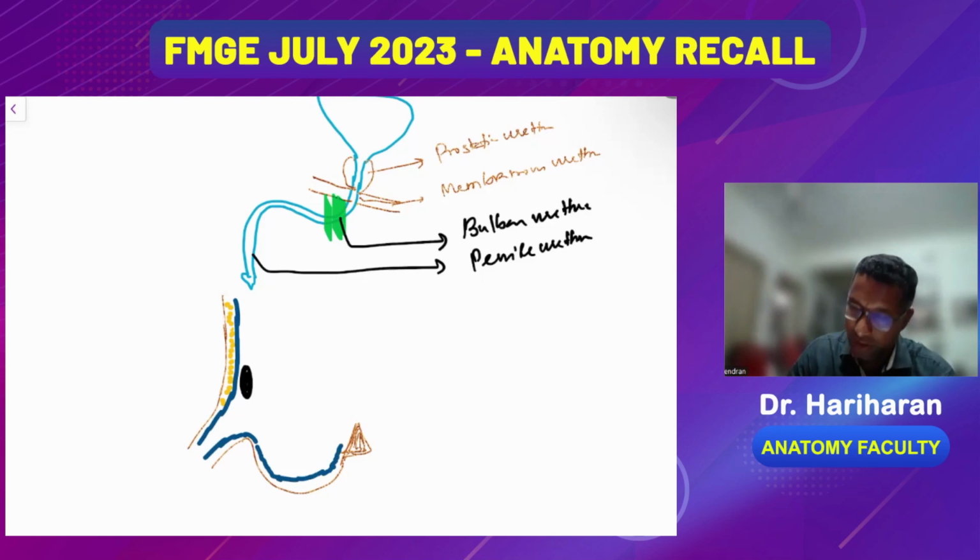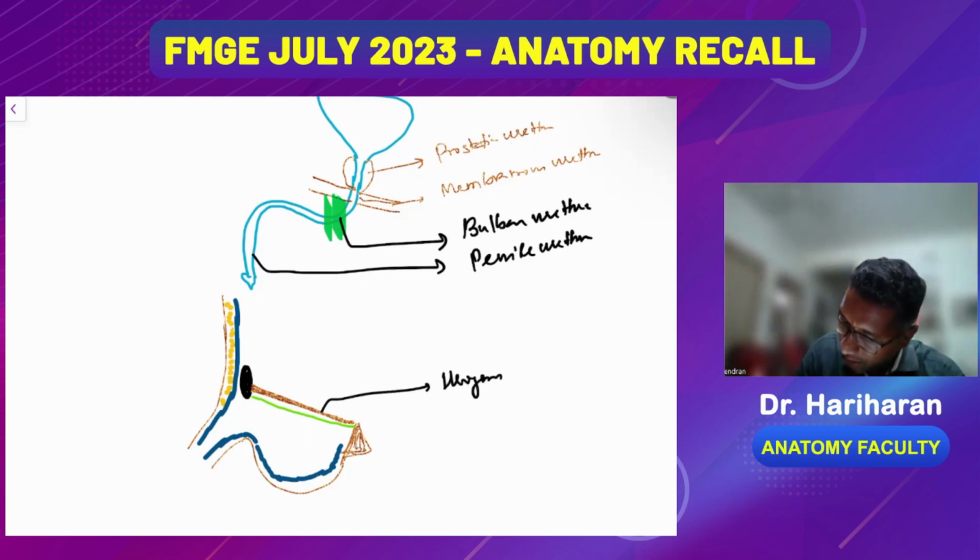This Colles fascia goes and gets attached to a membrane called the perineal membrane, which is present below the urogenital diaphragm. So there is a diaphragm here which is called the urogenital diaphragm, guys. This urogenital diaphragm is lined inferiorly by a membrane which is called the perineal membrane, guys.